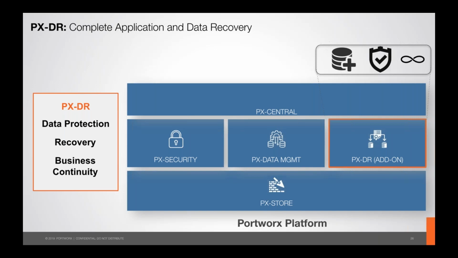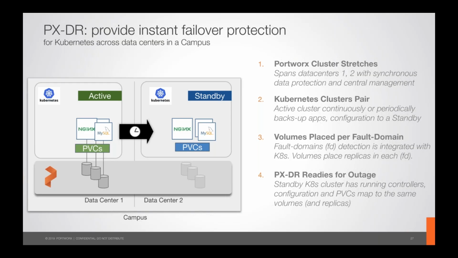Now, in order to support any data center topology, PXDR comes in two forms. It replicates data synchronously or asynchronously, across both campus networks and using WAN networks across different centers, which are very geographically separated. So let's take the first use case here. How do we do instant failover protection when it comes to data centers in a campus? So you have two data centers which are located fairly close to each other, which forms the campus environment.